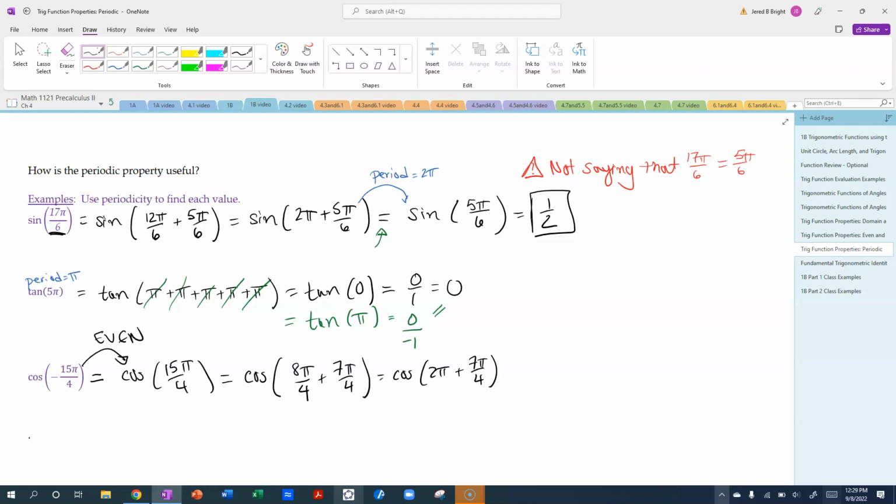And I wanted the 2 pi to pop out because that's the period of cosine. So then I can remove multiples of the period. So this would be cosine of 7 pi over 4. And then this is on the unit circle in quadrant 4, and this ends up being square root of 2 over 2. So the idea with periodicity is to translate from something that isn't on the unit circle to something that is by adding or subtracting multiples of the period. Keep in mind that the period of sine and cosine and their reciprocals is 2 pi, and the period of tangent is pi.